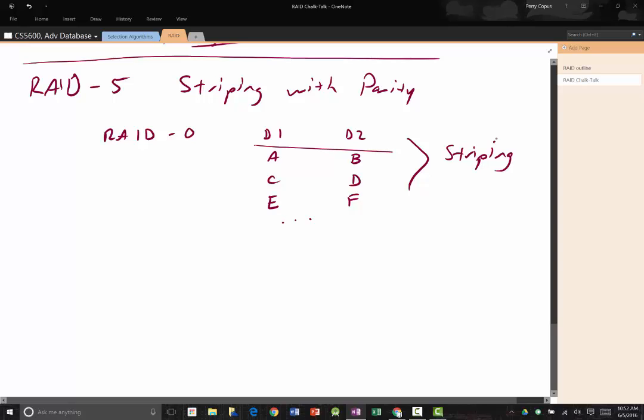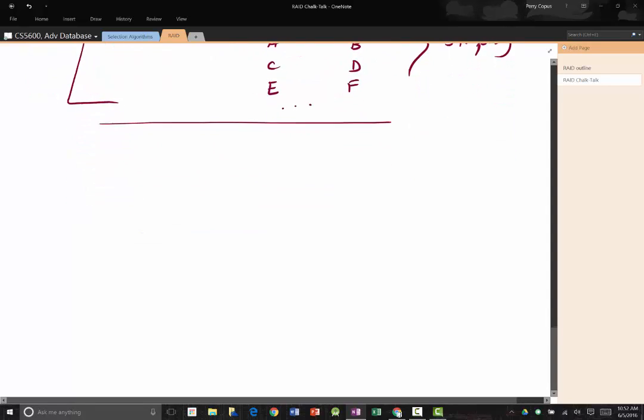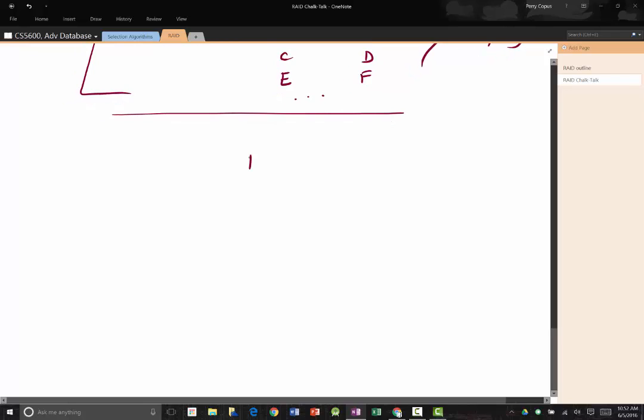So now we're going to look at something different, which is striping with parity. This is RAID level 5. That was RAID 0. What does RAID level 5 look like? You need a minimum of 3 disks to do RAID level 5. And so let's set up just a simple scenario. Disk 1, disk 2, and disk 3. And this is a RAID 5 array. Okay?